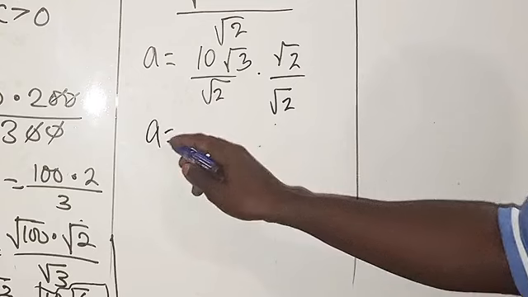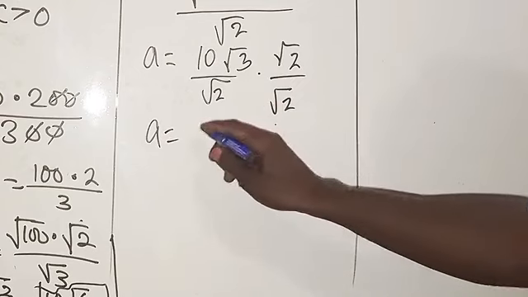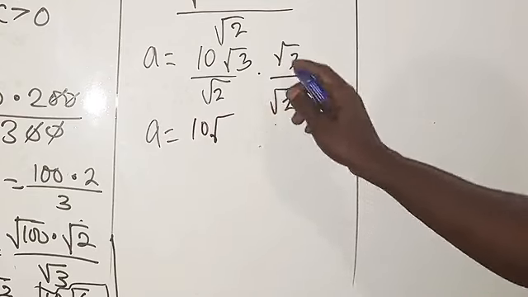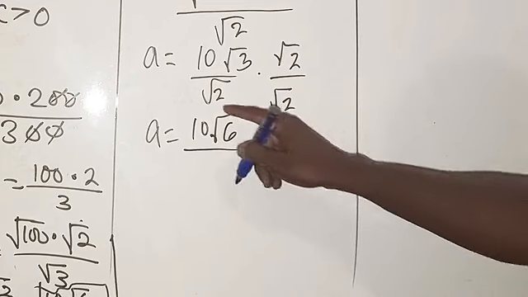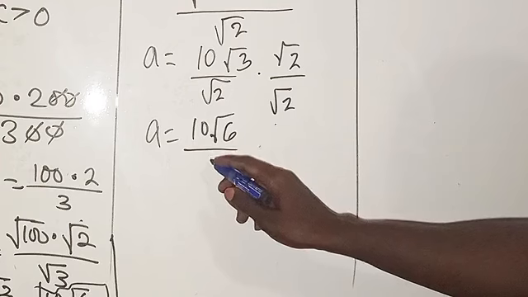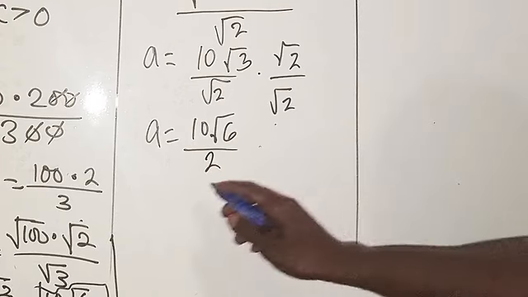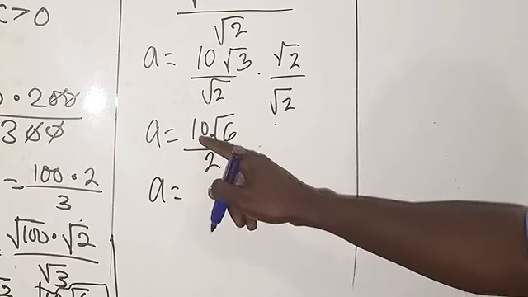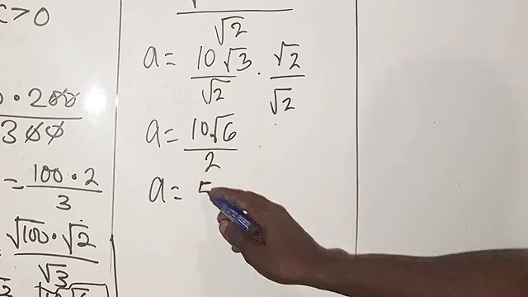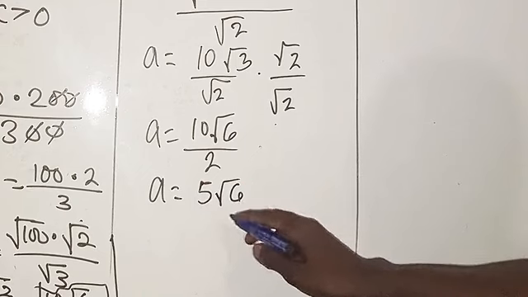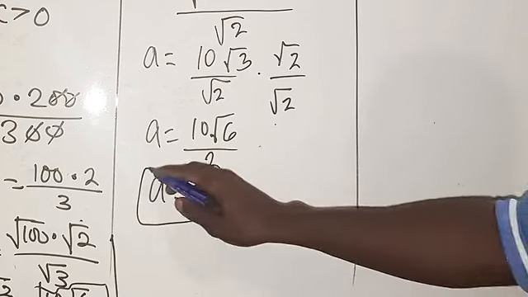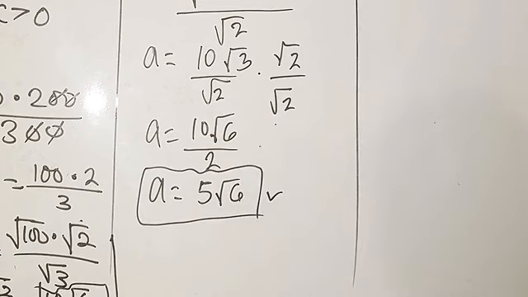So I have A equals 10 root 3 times root 2 gives root 6, and root 2 times root 2 will give us root 4, that's going to give us 2. Now simplifying this further, 10 divided by 2, we're going to have 5 root 6. So we have A to be 5 root 6. We'll keep that one tight too because we are going to use it.